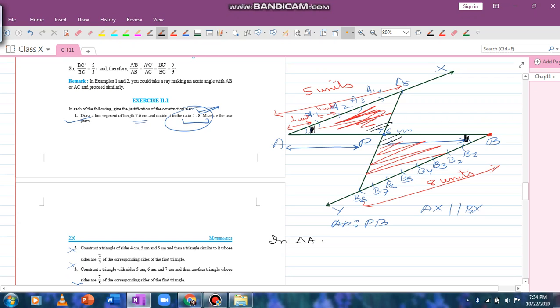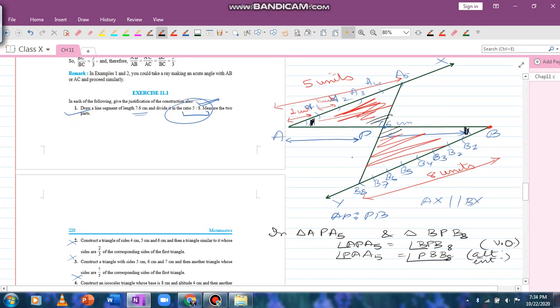So in triangle APA5 and triangle BPB8, the first thing that I have is angle APA5 is equal to angle BPB8. These are vertically opposite angles. The second thing that I have is the angles that I had drawn in the beginning. Angle PAA5 is equal to angle PBB8. These are alternate interior angles. This is how I started my construction to obtain the parallel arms, and by angle rule the two triangles are similar.